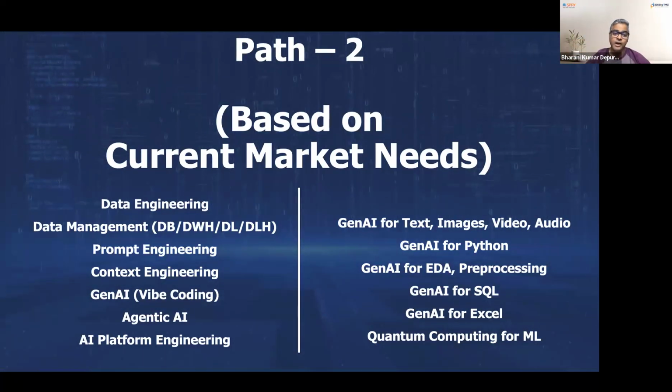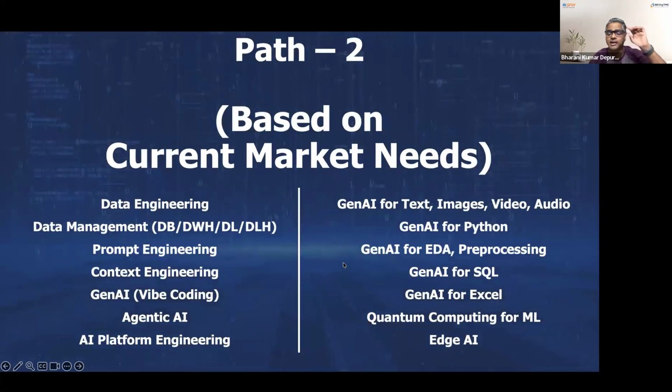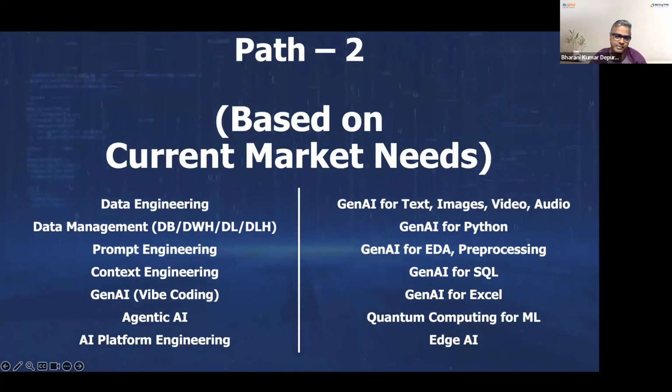Okay. One more thing, which we have included of late, is Edge AI, deploying your solution on the device, right? That's called Edge AI, which is a very, very important element. We have included that also alongside everything else. Yeah. So these are the kind of skills which are expected in the market. And these are the kind of skills which you have to learn and we will teach.